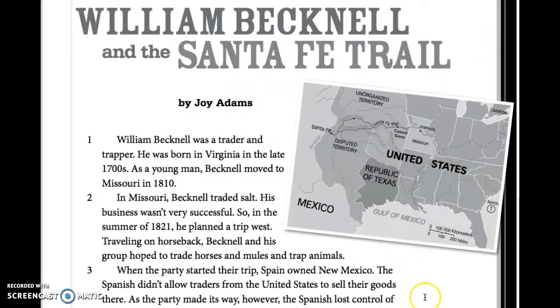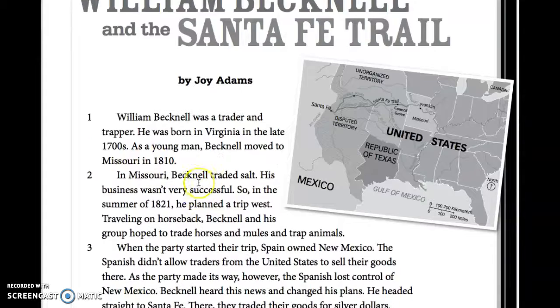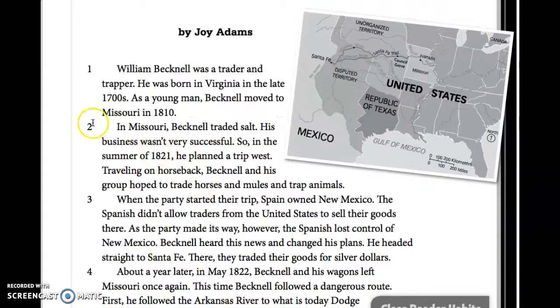All right, William Becknell and the Santa Fe Trail by Joy Adams. Paragraph 1. William Becknell was a trader and a trapper. He was born in Virginia in the late 1700s. As a young man, Becknell moved to Missouri in 1810. So right away we have some dates you're noticing. In Missouri, Becknell traded salt. His business wasn't very successful.